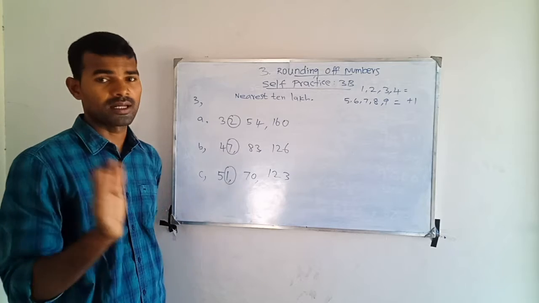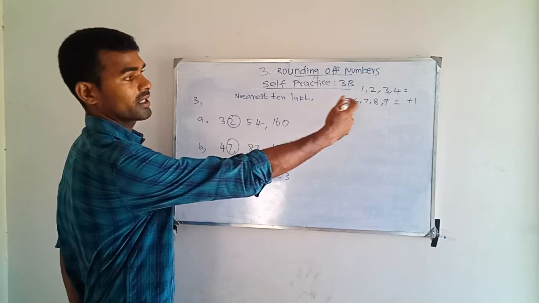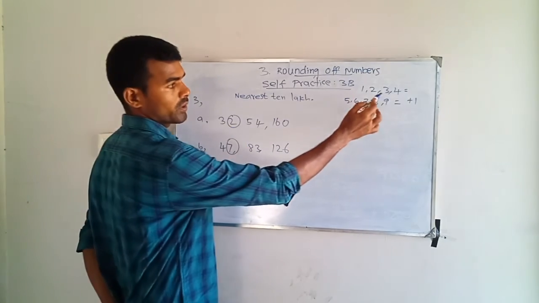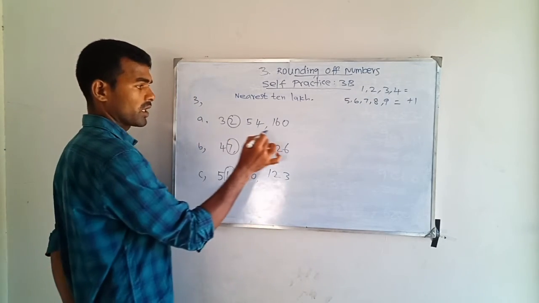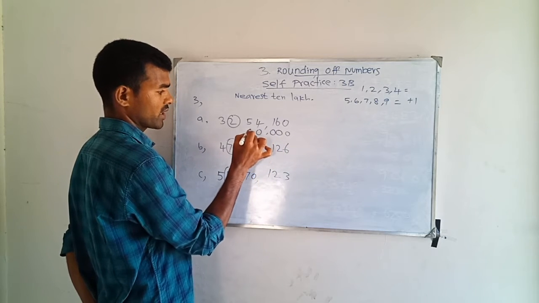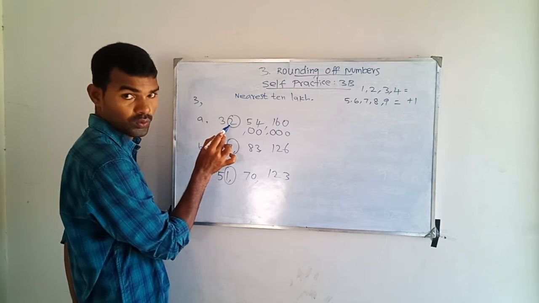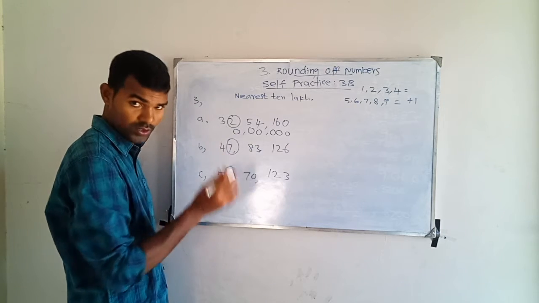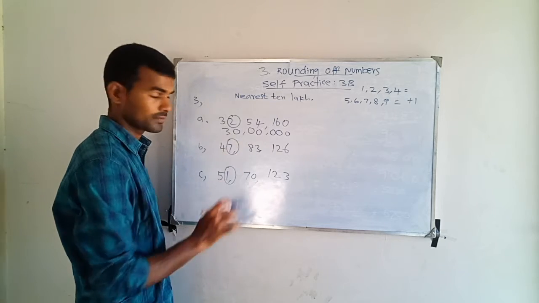Let's see whether the lakhs place is less than 5 or greater than 5. Here the lakhs place is 2. 2 is less than 5, so less than 5 means don't change anything. Ones place 0, tens place 0, hundreds place 0, thousands place 0, 10,000 place 0. Since it is 2, the lakhs place also becomes 0, and the next number, just write 3, the same number.